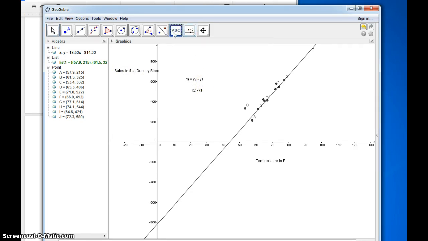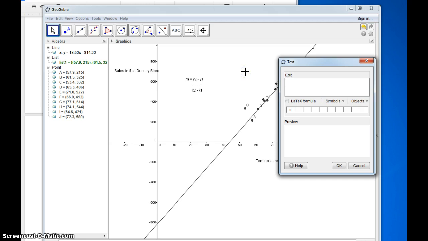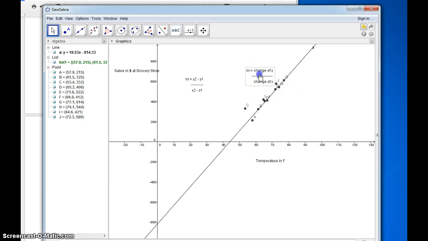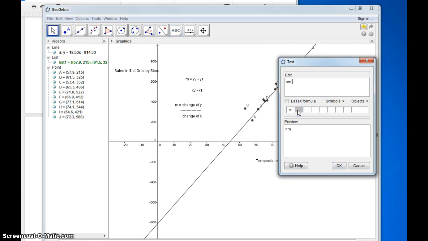So let's write that down in a text box, because that's what it really is. It's a change. Slope equals change of y all divided by change of x. So I'm going to put that down here. And now let's look at our slope, 18.53. So let's write this down. M is equal to 18.53.